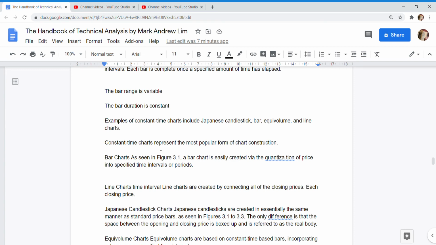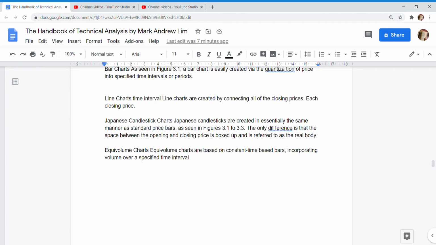Bar charts, as seen in figure 3.1. A bar chart is easily created via the quantization of price into specified time intervals or periods. Line charts. Time interval line charts are created by connecting all of the closing prices.